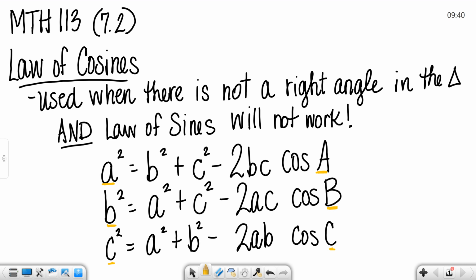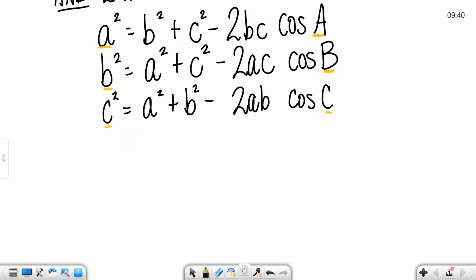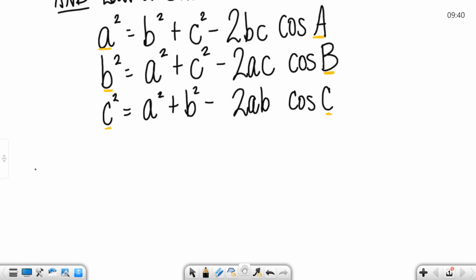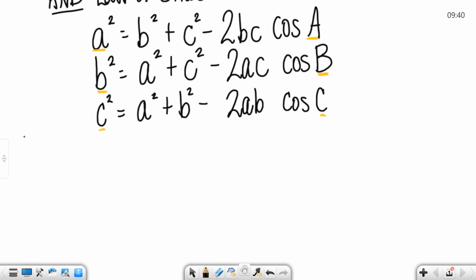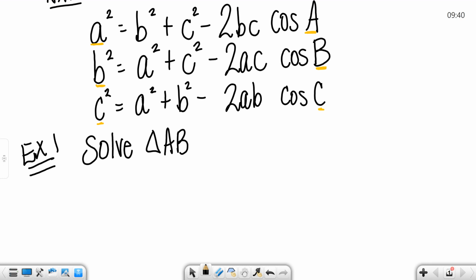So these formulas are not really hard to manipulate. Sometimes we make some arithmetic errors, so we want to make sure we follow order of operations when we are using these formulas. All right, so make sure you have those jotted down. We're going to need those in the problem that we're about to work. Okay, so for example number 1, our directions are going to be solve triangle ABC, just like we were doing in section 7.1.